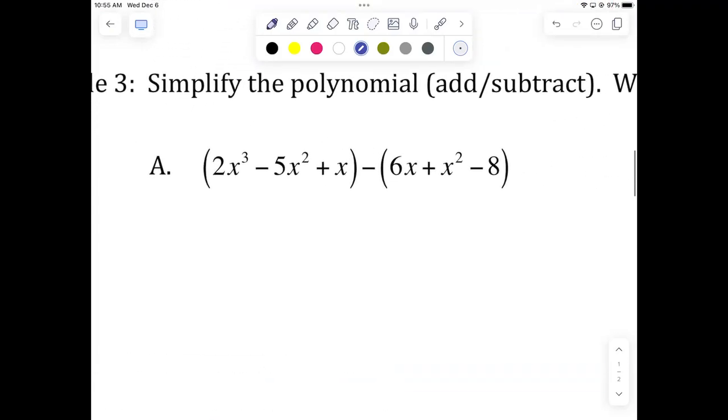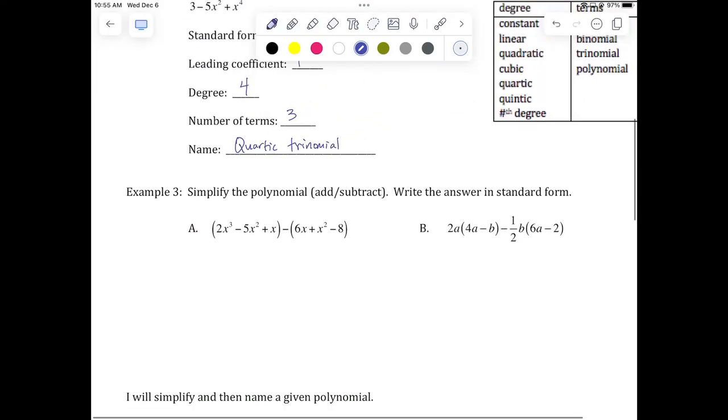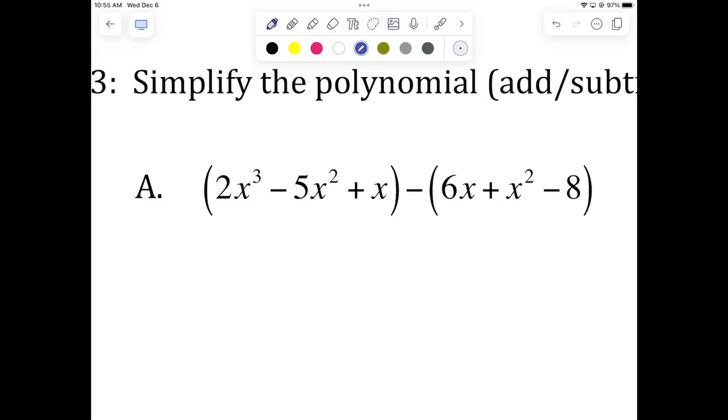So we've done this already in different sections this year. So this shouldn't be too hard. Simplify the polynomial by adding, subtracting, write your answer in standard form. Okay, so we got some x's here. What would be the first thing y'all would do? Distribute the negative. What would I do in the first set of parentheses? Anything? Just get rid of them, right? There's nothing to distribute, so I can just get rid of them. 2x cubed minus 5x squared plus x.